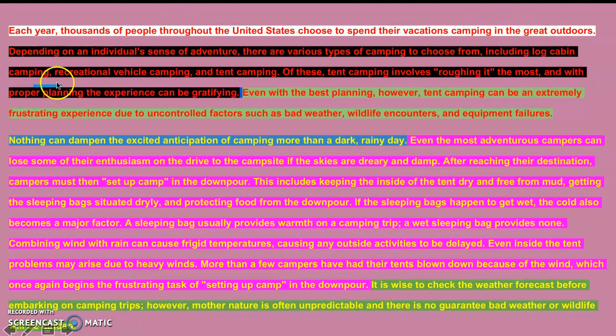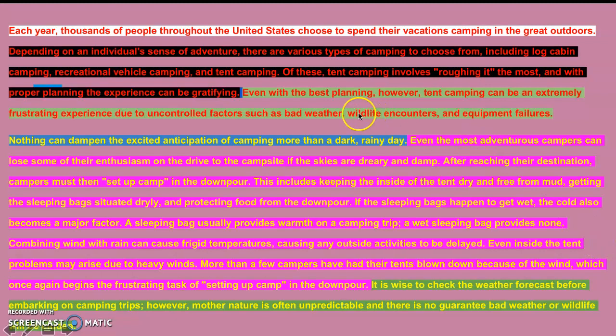This next part, highlighted in black, is our background information. It provides information about camping that the reader needs to know in order to understand the essay. Our last part, highlighted in green, is our thesis statement. Our main idea: tent camping can be an extremely frustrating experience, and our subtopics are bad weather, wildlife encounters, and equipment failures.